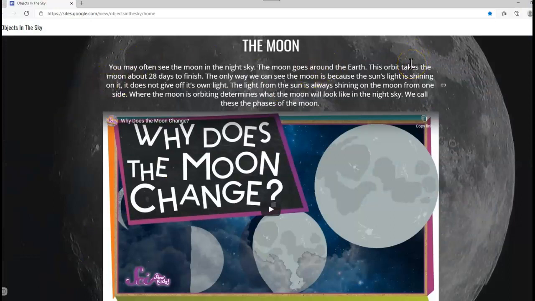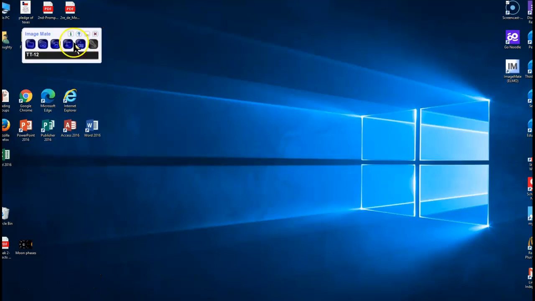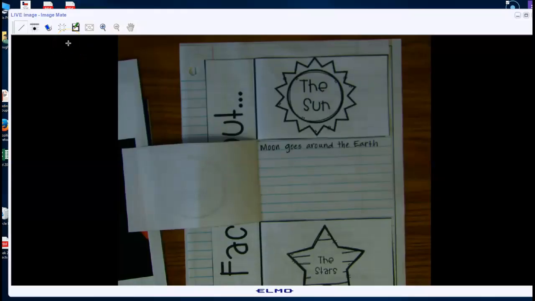The orbit, remember when something goes around something, it's called an orbit, takes the moon about 28 days to finish. The only way we can see the moon is because the sun's light is shining on it. It does not give off its own light. It does not have any heat or energy. The light from the sun is always shining on the moon from one side. Where the moon is orbiting determines what the moon will look like in the night sky. We call this the phases of the moon. So it takes 28 days to finish. So let's write that. 28 days to orbit the Earth.